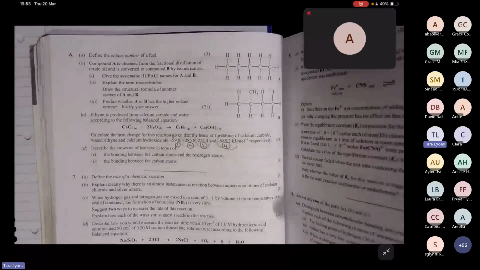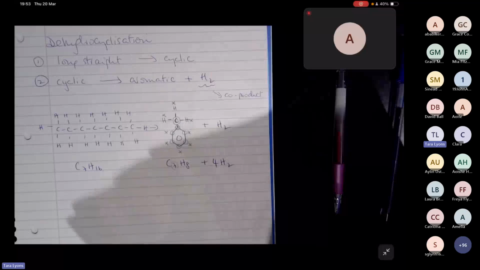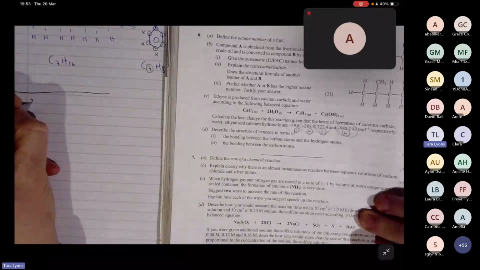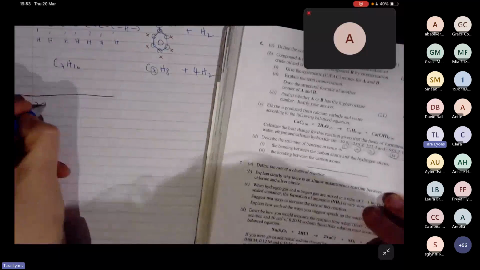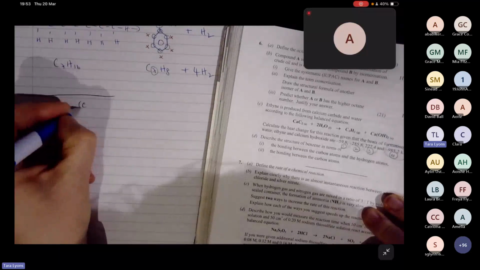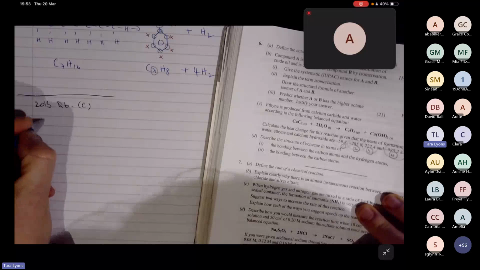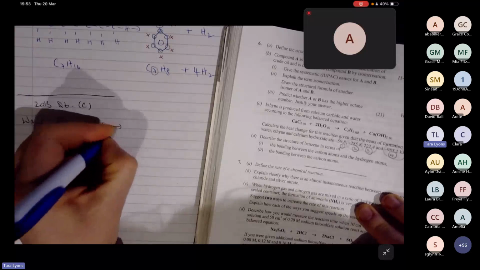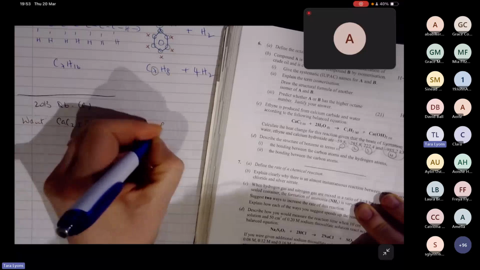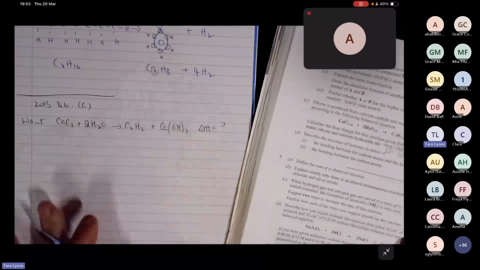So I do mine, I suppose, by first principles. I do it from scratch. So using my equation, I'm going to copy down what it is that I want. So this, as I said, is 2013, and it's question 6, and it's part C. So I want the heat change for CaC2 plus 2H2O to give C2H2 and Ca(OH)2, and I am looking for the heat change for that reaction.